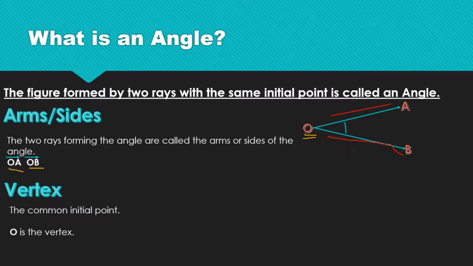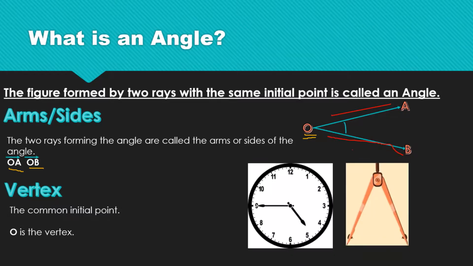Now let us check your knowledge. These are two examples of an angle. You can see at your home any clock or the divider of your geometry box. This is also an example of forming an angle. Here are two rays, see, and they form an angle. We show the angle with a curve. We always make a curve to show an angle.